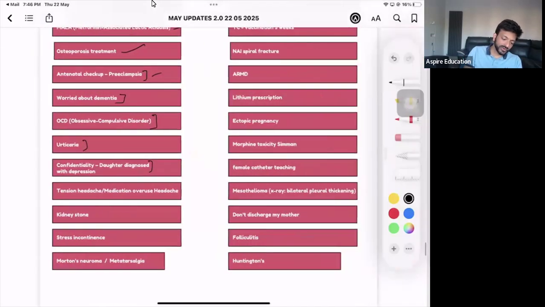Tension headache or medication overuse headache. So when we spoke to the candidates, the candidates were not sure which station it was, but it was medication overuse headache actually on that day. Kidney stone, stress incontinence, Morton's neuroma, right?